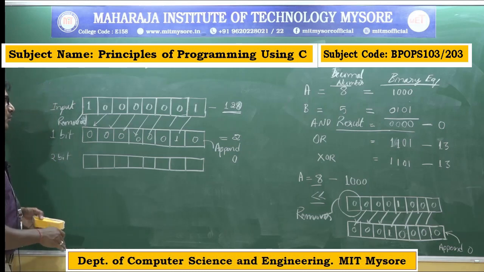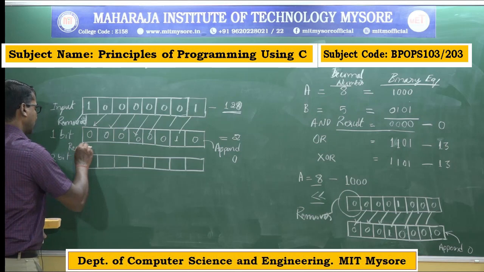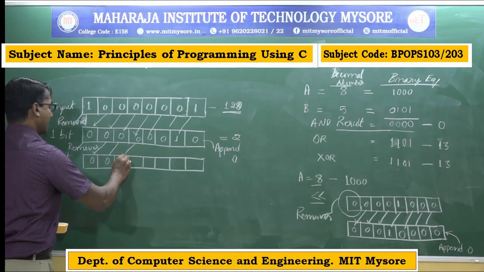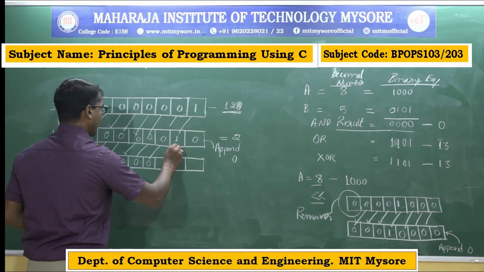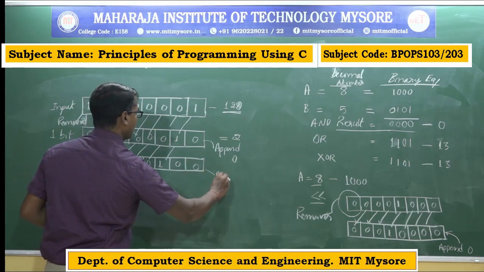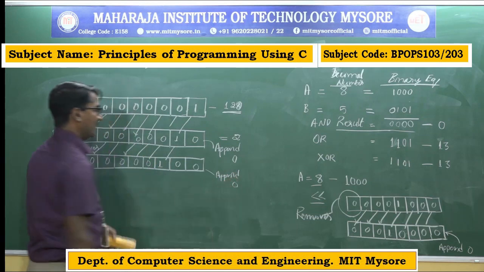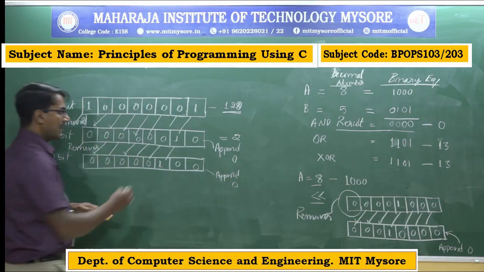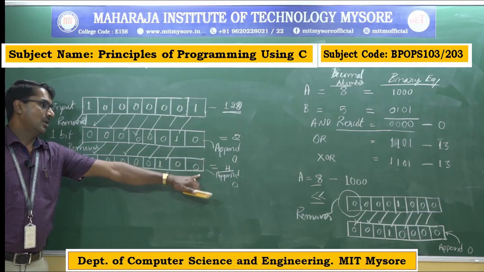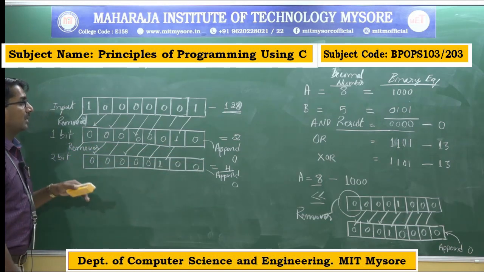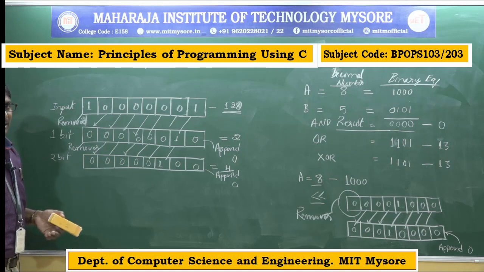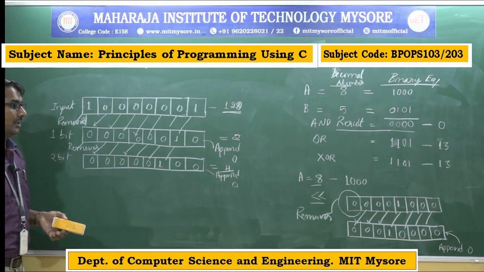Now if I shift this number again by 1 bit, this will be removed, then this will be 0, 0, 0, 0, 0 and 1, 0, and 0 will be appended. Append 0. Okay, this is by shifting the number. Now the resultant value is 2 to the power 2, which is 4. This is 2 to the power of 1, 2 to the power of 2. Okay, this is about shifting of the value by using the bitwise operator. So this is the bitwise left shift operator.